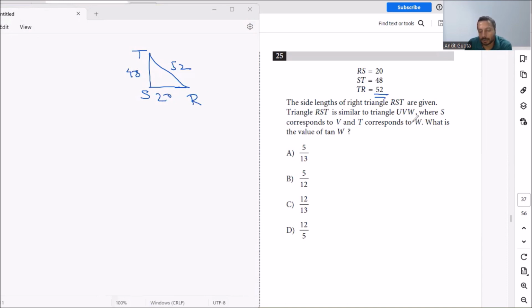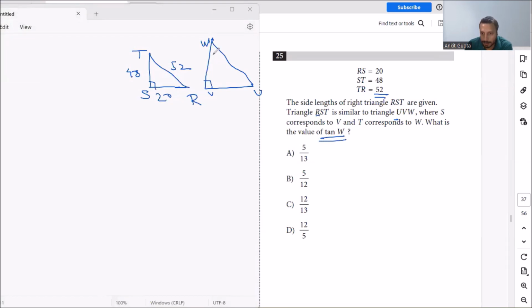Triangle RST is similar to triangle UVW. So there is a similar triangle UVW where R corresponds to U, S corresponds to V, and T corresponds to W. So this is also a right triangle. We have taken that. What is the value of tan of W?